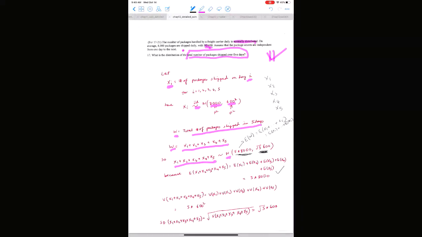This is the standard deviation. I have written the standard deviation here, but you can write the variance also. So the variance of the sum of these 5 random variables is the sum of the individual variances, which is 5 times 600 squared. Therefore, the standard deviation is square root of 5 times 600. So that is what we have here. You could have written the variance also, but then just mention that you have written the variance. So this was question number 17, and this was the one dealing with IID normal random variables.